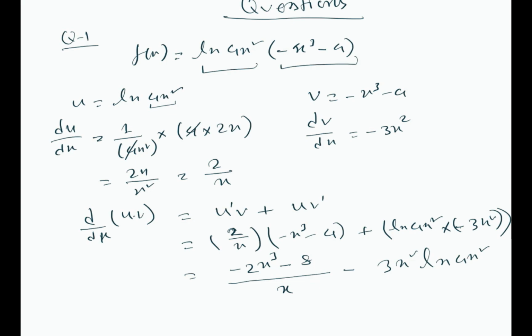We can leave it here, or we can simplify it a little bit. So the answer would be minus 2x cubed minus 8 minus 3x cubed ln of 4x squared. So this is the answer for this question.